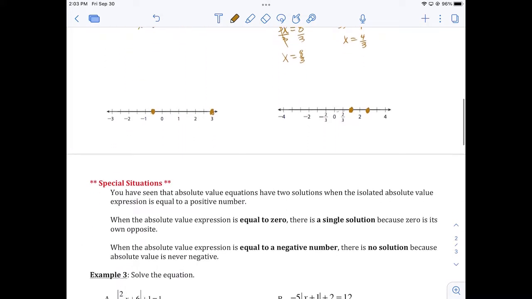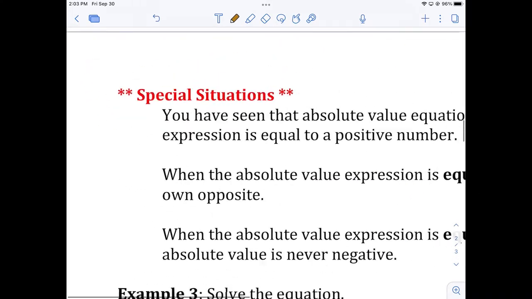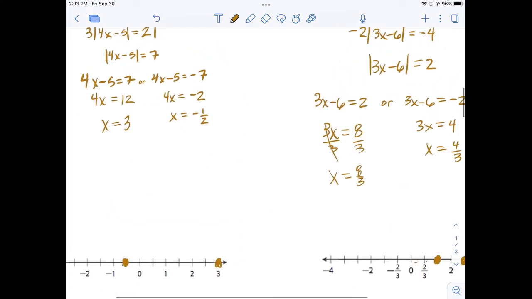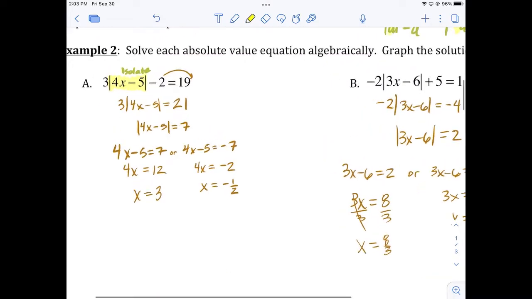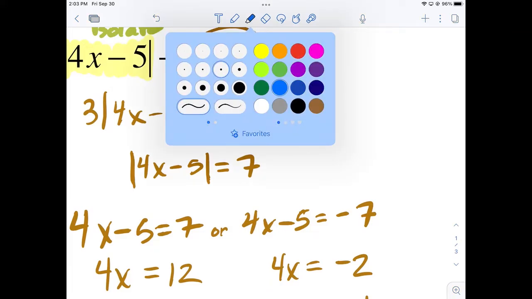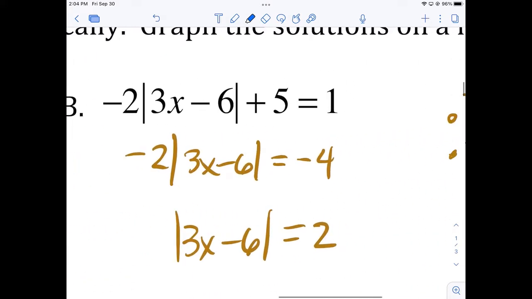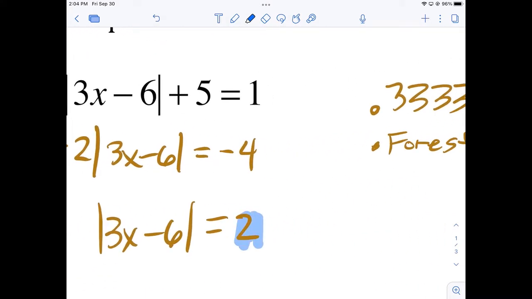Okay, now, there are some special situations. Everything that we've done so far, or the 2 that we've done so far, when we've isolated the radical, y'all listening? When we isolate the radical, it's equal to a positive number. See how the 7 is a positive number? And over here on the next example, it was equal to 2, a positive number. When you have the absolute value equal to a positive number like we had, there's always 2 solutions.